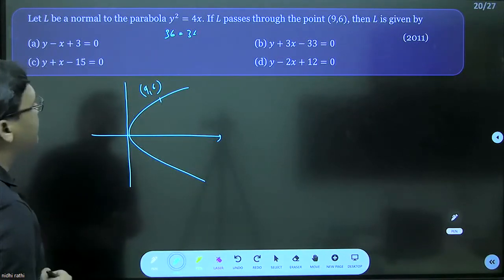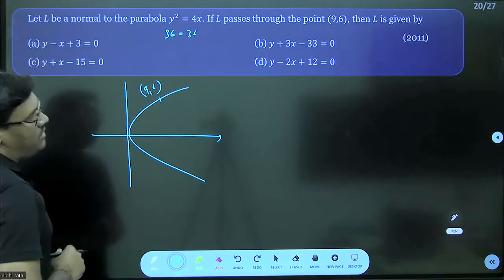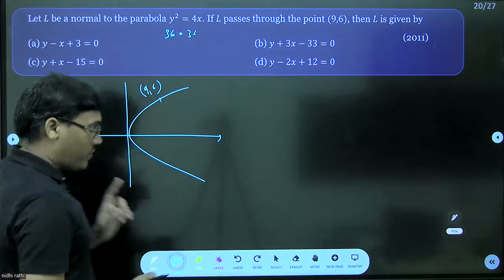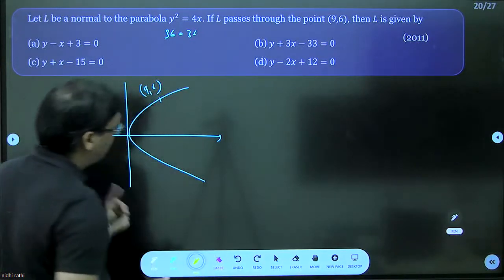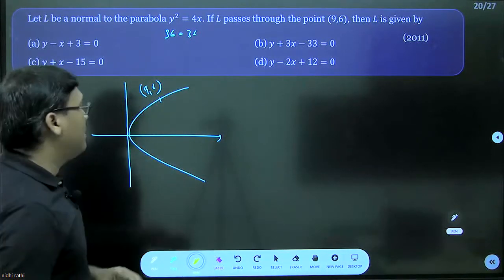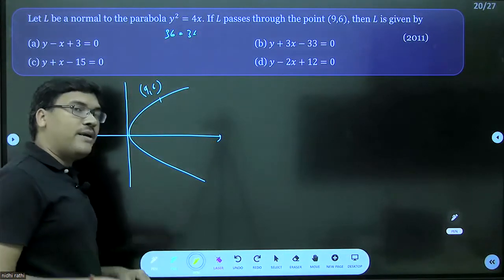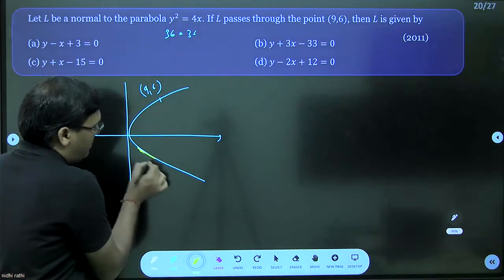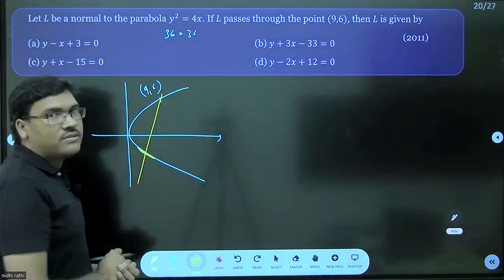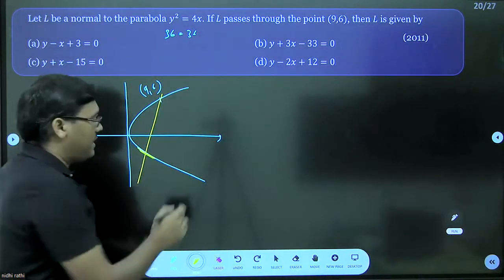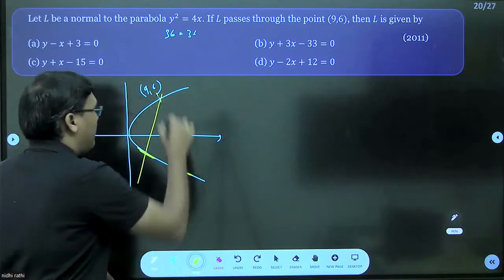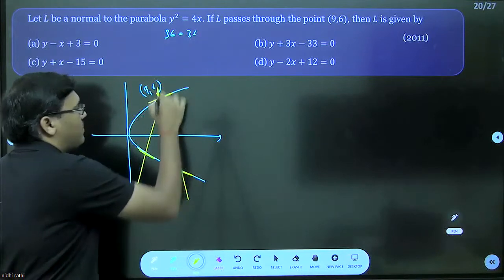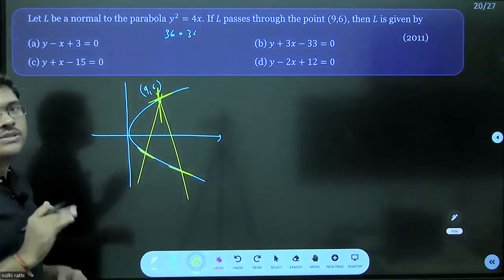Now the question is, we have to find the normal of this parabola which passes through 9, 6. The question is, normal passes through 9, 6. It's not necessary that the line should be normal at 9, 6 only. I can have a normal here which passes through 9, 6. This is the catch in the question. I can have a point here which a normal can pass through, or there can be a normal at 9, 6 also. I hope this is clear.